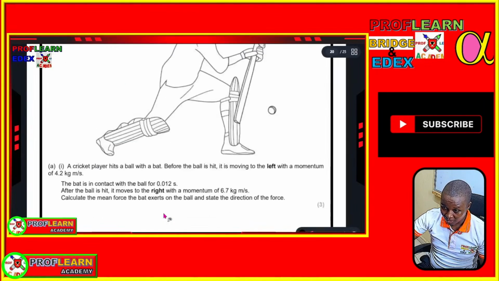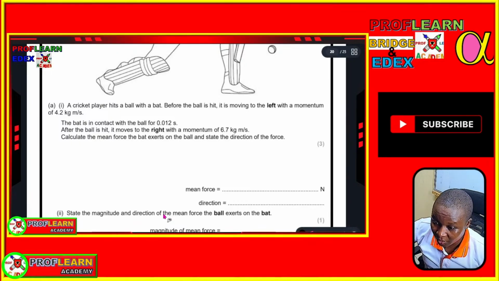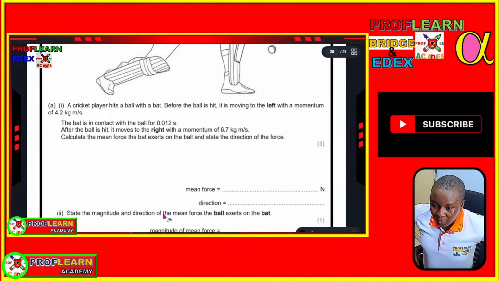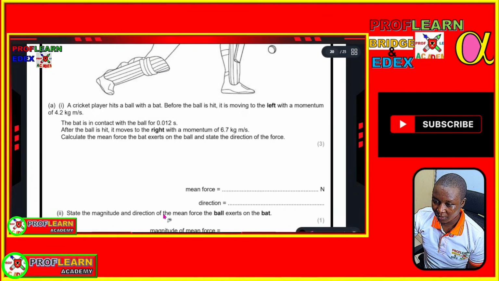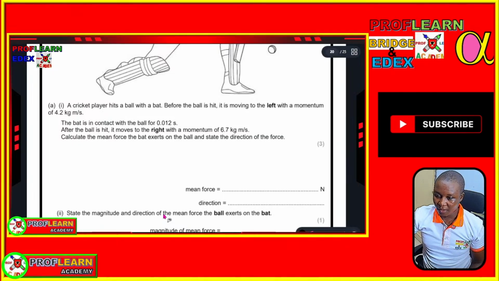So this is the remaining part. Calculate the mean force. Now we are told the cricket player hits a ball with a bat. Before the ball is hit, it's moving to the left and the momentum is 4.2. When it was hit, it moves to the right at 6.7.